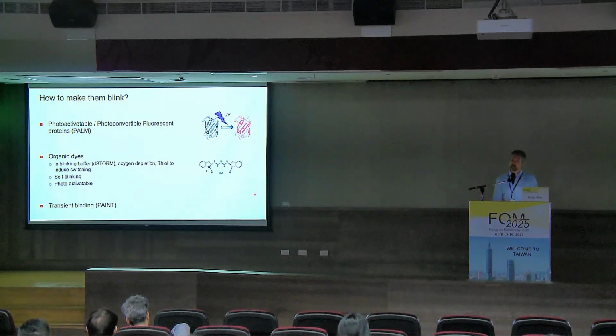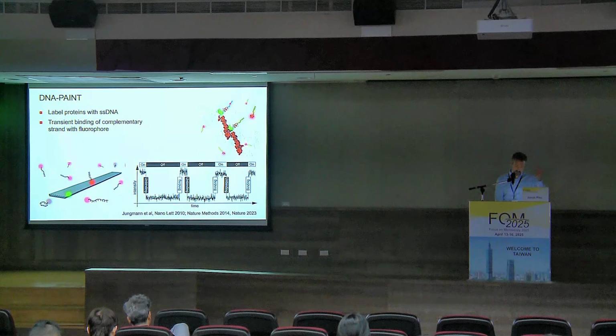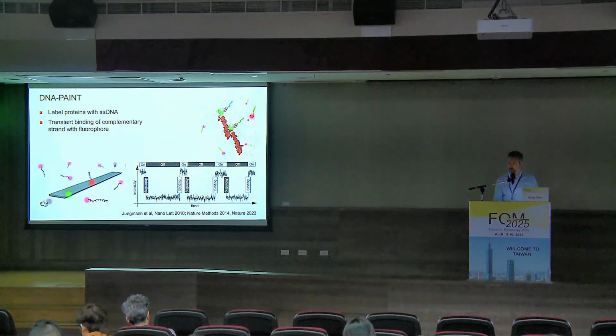What is becoming more and more popular is to use transient binding, and then it's called PAINT. And I think you all know DNA-PAINT. And this works like this: we label our target structure with a single-stranded DNA, maybe 8 or 10 base pairs long. And then we add complementary DNA to the buffer that carries a fluorophore.